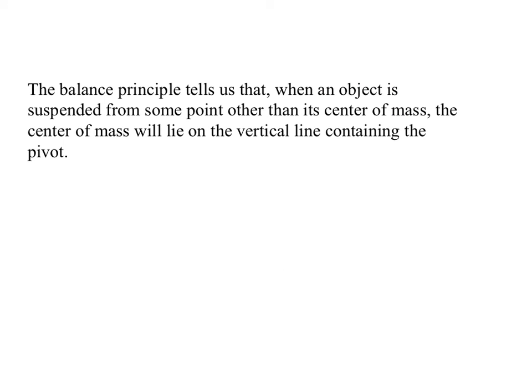The balance principle tells us that when an object is suspended from some point other than its center of mass, the center of mass will lie on the vertical line containing the pivot, assuming it's been allowed to come to rest. Right? If it's going back and forth, this is obviously not true. But if it's just resting there, then the center of mass will lie in the vertical line containing the pivot.